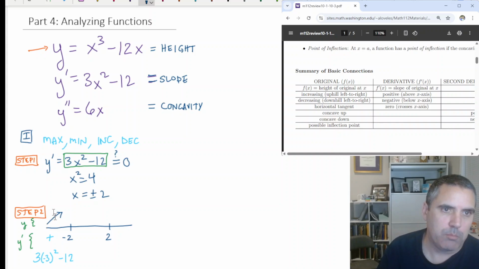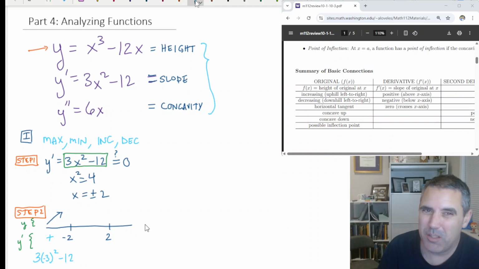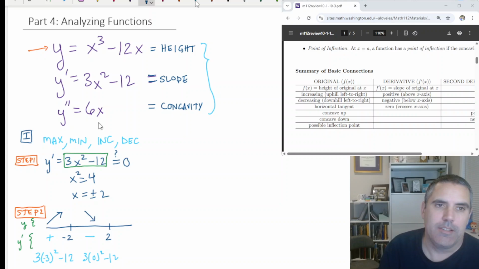Now we keep going. If we plug in a 0 to the derivative, what does it tell us about the slope? Some people are like, I don't know where to plug it in. Well, right now we're trying to figure out if the slope is positive or negative. So the thing you're going to plug into is the derivative, which is slope. Okay, so we plug in a 0. It's negative. That means the original function is downhill. And lastly, we can plug in a 3 or a 4 or a 5, and we should see already that it's going to be positive because we're going to get the same thing as we got there.